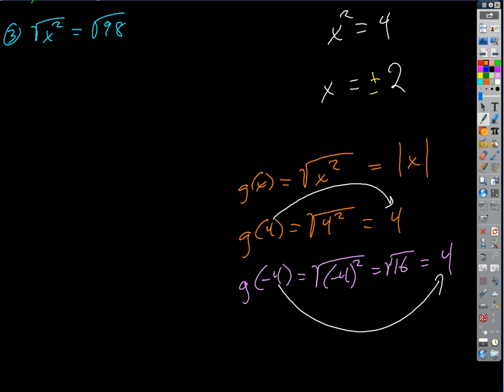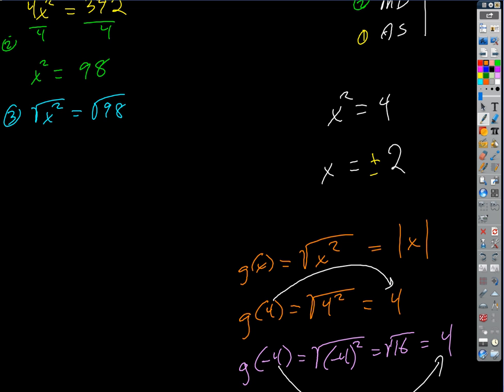So what we've really got up here, when we square root both sides, is that the square root of x squared becomes the absolute value of x. So we end up with the absolute value of x equals the square root of 98. Now we've had some practice solving absolute value equations. If the absolute value of x equals some number, then what could x equal?